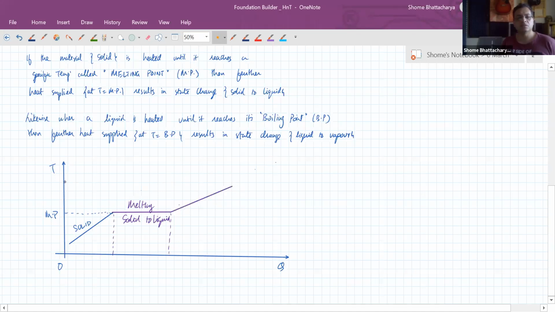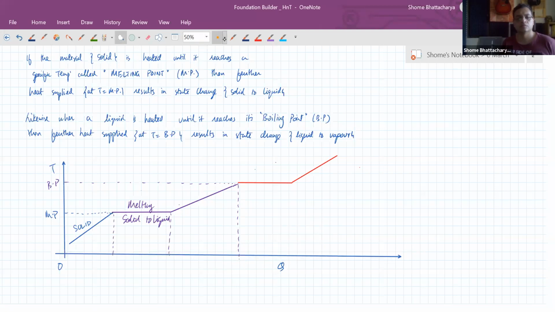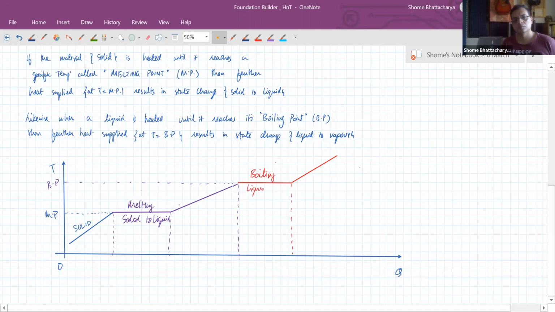But next, at a certain temperature, which is called the boiling point for the given liquid, when the temperature reaches that value of the boiling point, now further heat supplied results in conversion from liquid to gas, which is the process which we call boiling. And finally, when all the liquid is converted to gas, then further the gas's temperature will increase again. So once this boiling process is completed, we are in the gaseous phase. Before that, the material was in liquid phase.